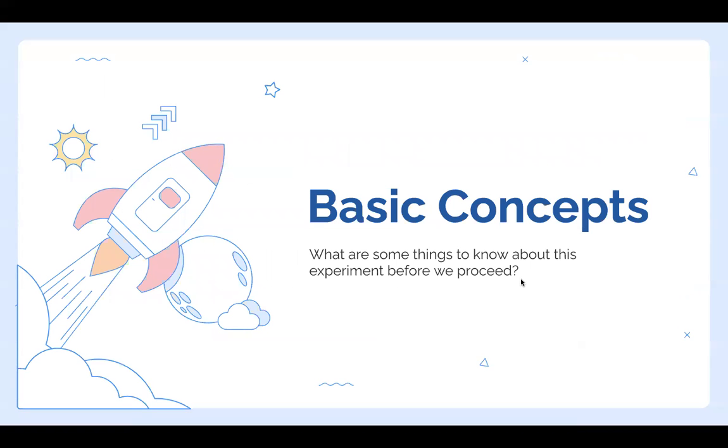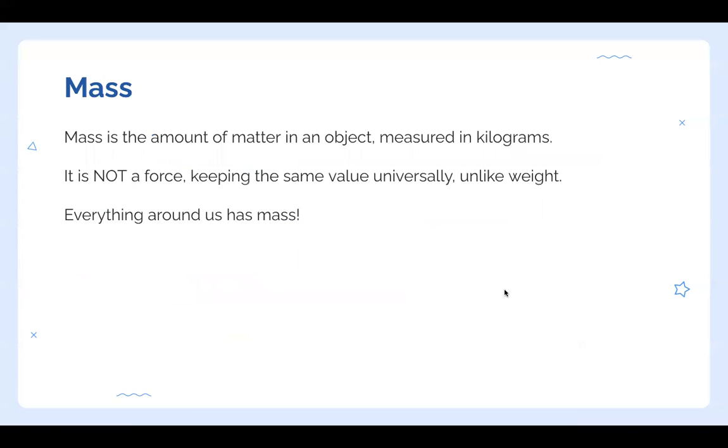All right, before we get to the actual experiment, there are some basic concepts that we need to know first, such as mass. Mass is the amount of matter in an object, and it is usually measured in kilograms. Everything that you see around us has mass, including yourself, your water bottle, your computer. One thing to note is that mass is not a force. Lots of people get mass and weight confused, and they are very similar, but the difference is that weight is actually a measurement of force and mass is not a force.